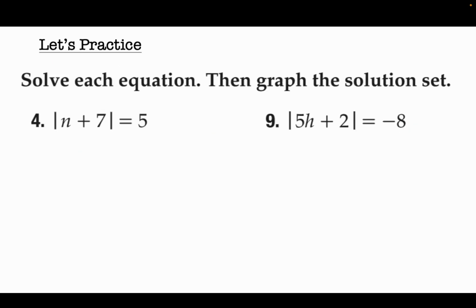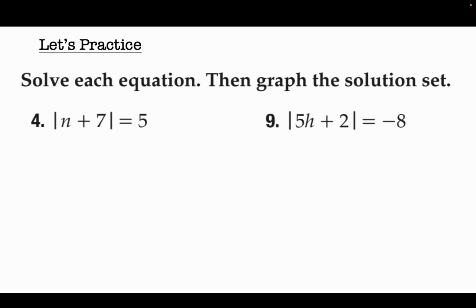So we're going to practice this, and on these two practice problems, which are out of your textbook, by the way, I'm going to have you pause the video and try to solve number 4. Then we'll talk about it, unpause, and then you can pause the video again, try to solve number 9, then unpause, and we'll talk about number 9. So go ahead and pause the video right now and try number 4.